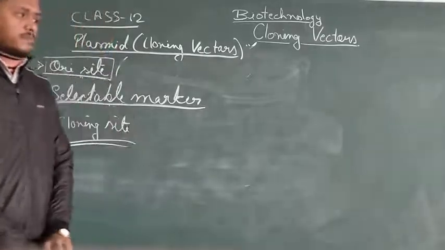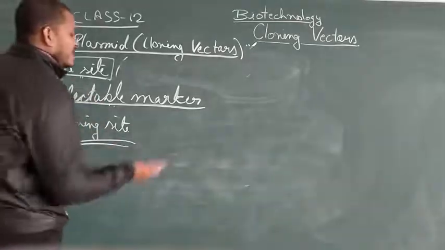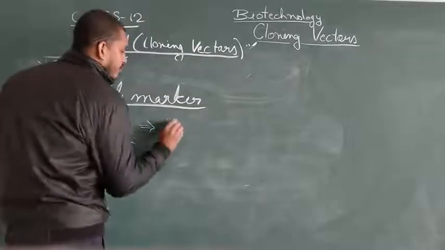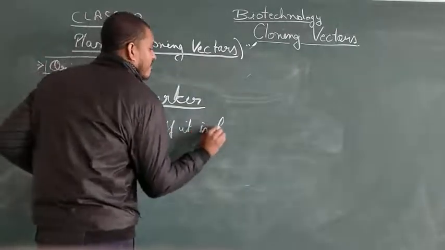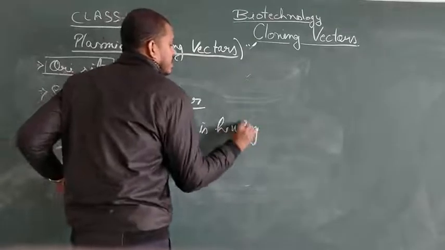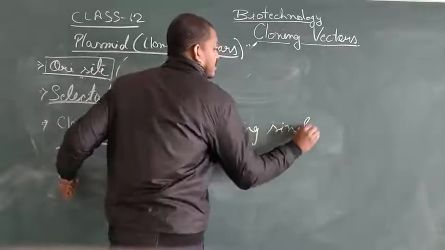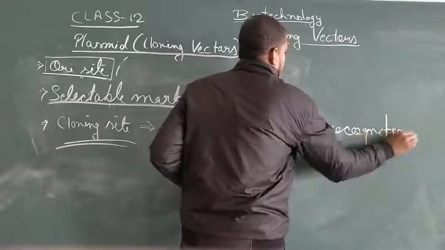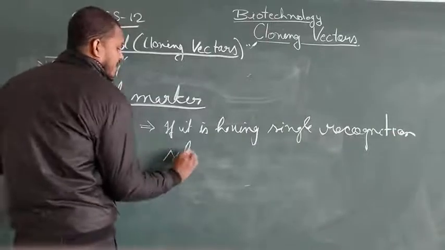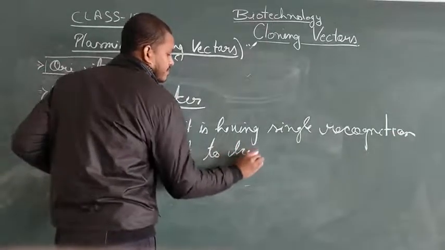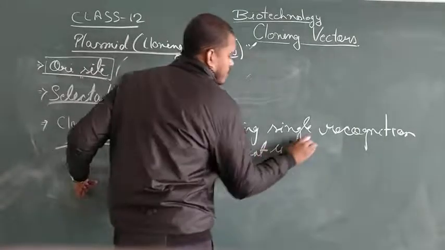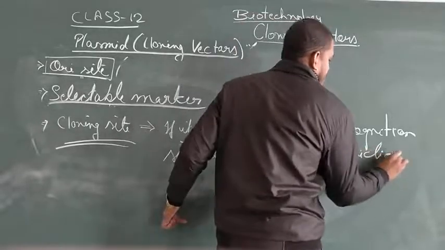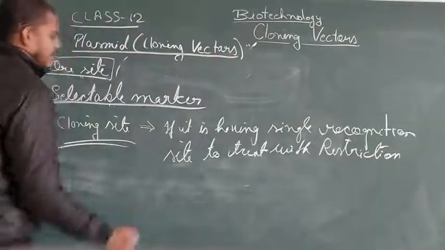Now, note down the point: a vector is very suitable if it has a single recognition site to treat with restriction enzymes.